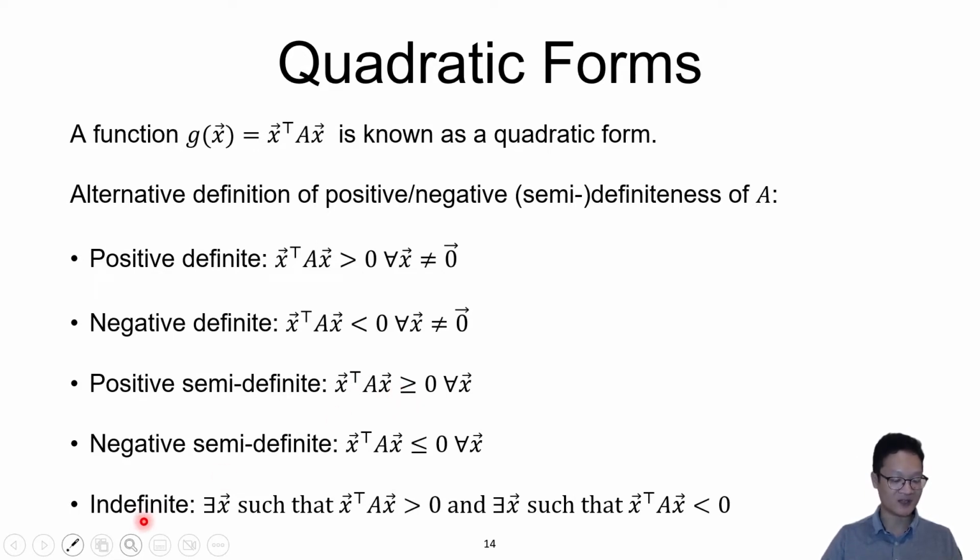And for the indefinite case, it just means that there exists x such that the quadratic form is positive, and also there can be another x such that the quadratic form is negative. So it turns out that this definition and the previous one are equivalent.